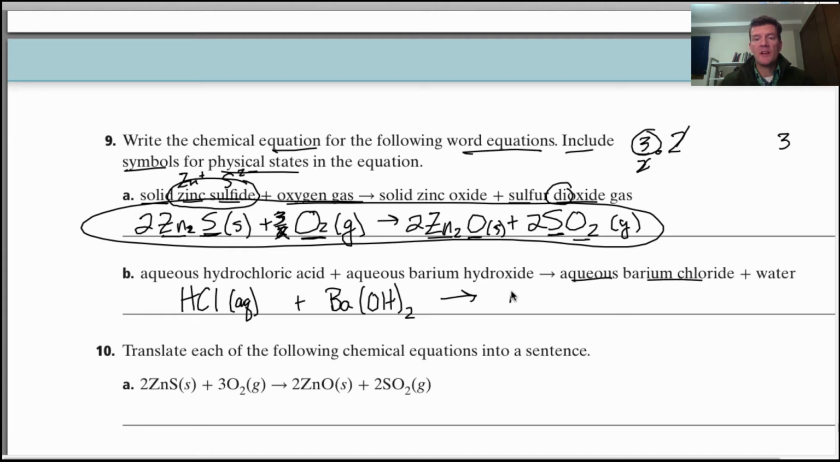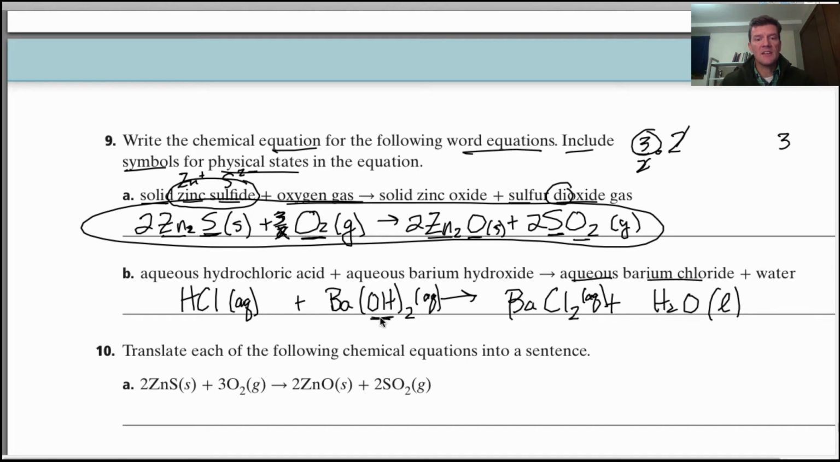Aqueous barium chloride. So barium chloride. Again, the chloride ion is a -1. Barium is a +2, so I'm going to need 2 of these, plus water. Let's make sure we put all of our states here: aqueous, aqueous, and liquid. Okay? Now, let's just balance it really quickly here. I'm going to show you another trick. It's nice to keep polyatomic ions together on both sides, and then you can just balance that whole group.